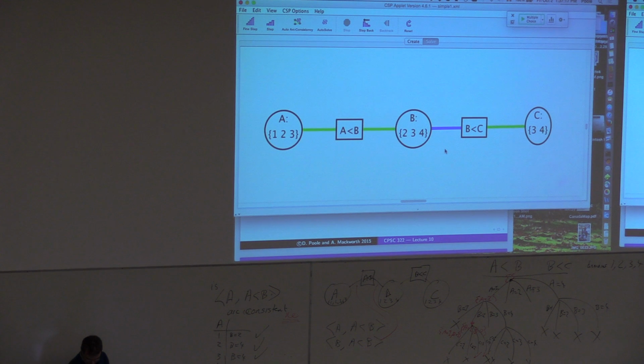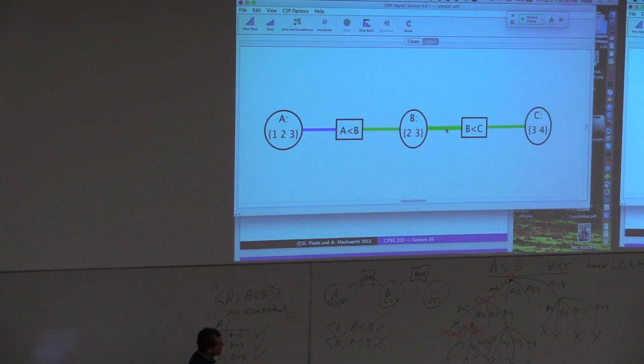What happens if I do this one here? What's it going to do? It's going to prune 4 from B. And what else happened here? Oh, you made this other arc. They all nicely turned green because they're all arc consistent. And now we have this other arc, which is now blue. Why is it blue? Because it might be inconsistent, right?